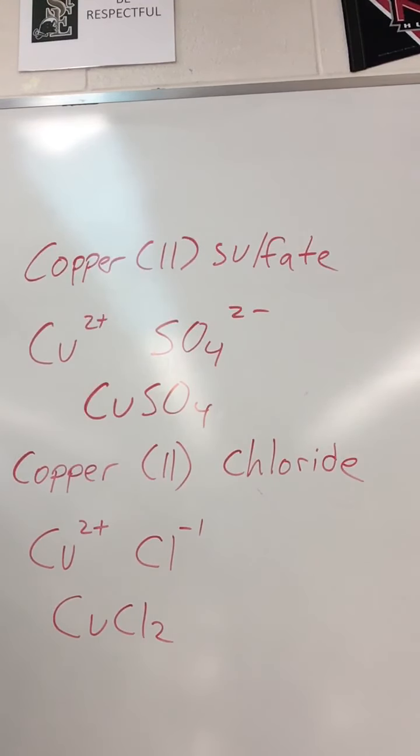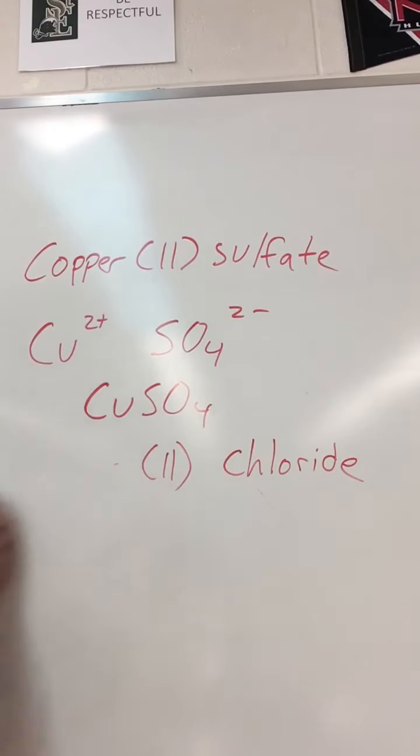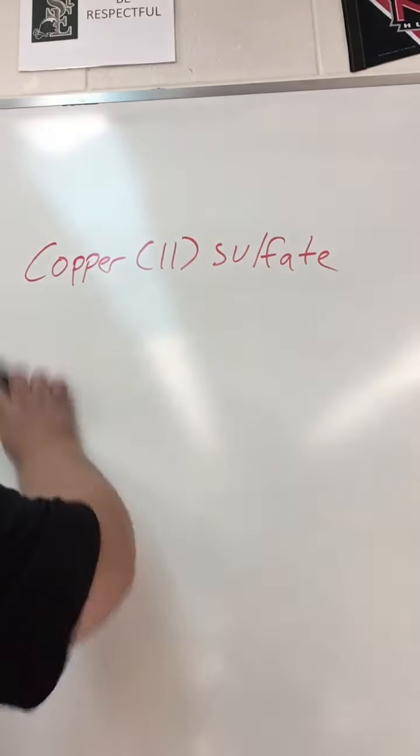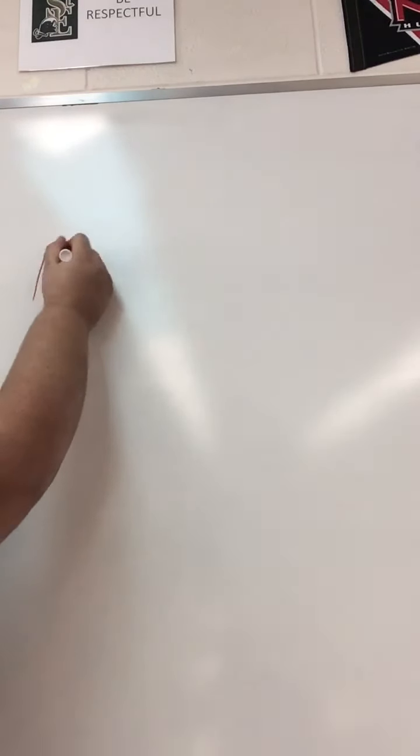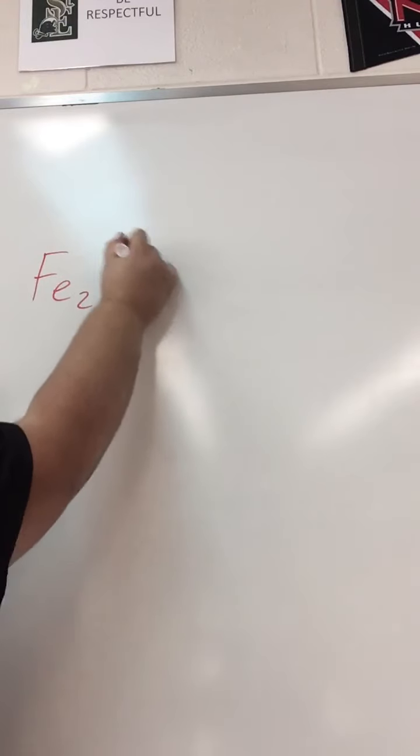All right, now let's consider a different example. So let's now erase this, and let's go in the opposite direction. Let's say I give you the formula, and you need to figure out the name. So let's look at Fe2O3.